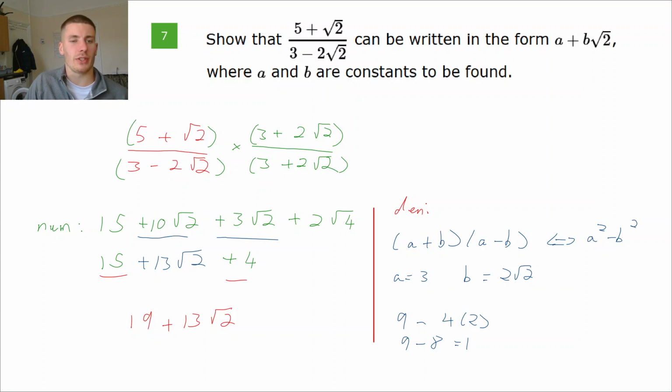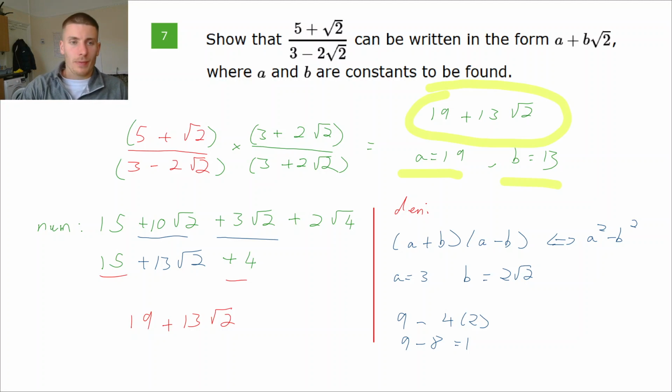I'm going to go back over to here so I can write it. The top parts gave me 19 plus 13 root 2 over 1. If you write it over 1, you don't need to write it as that. So I believe that is simply our answer. Okay, so A is equal to 19 and B is equal to 13. So that is lovely, right? We've got 19 plus 13 root 2, where A is 19, B is 13.